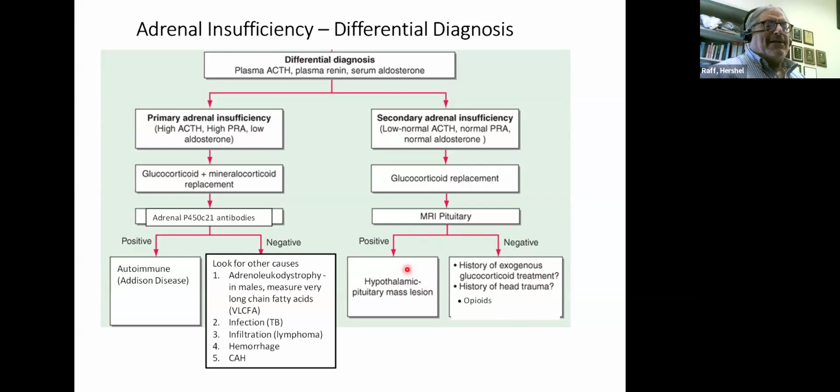If the MRI is completely normal, could this be glucocorticoid-induced secondary adrenal insufficiency? Now, typically you ask that way back here, but some patients surprisingly don't realize that that epidural injection they got a month ago could be causing this. So then you go back and you talk to the patient again. Are you sure you didn't get any steroid therapy? Again, a history of head trauma. And in our case, opioids. And this one can be a real challenge, as you all know much better than I do.